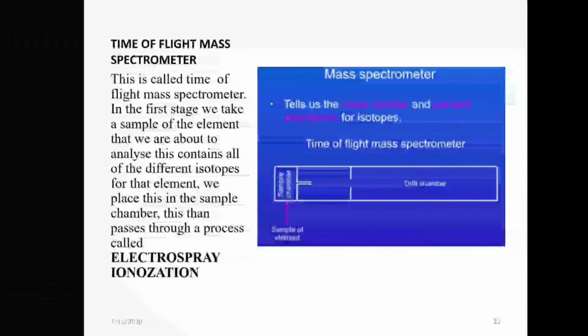Some will be lighter. The lighter ones will be quicker compared to the ones that are heavier, and they hit the detector, reaching the electronic plate where an electric current is produced. It is then sent to the computer, which produces a spectrum which we see.